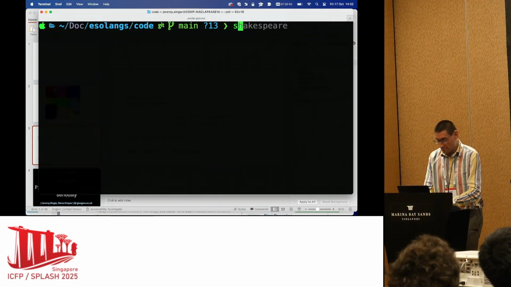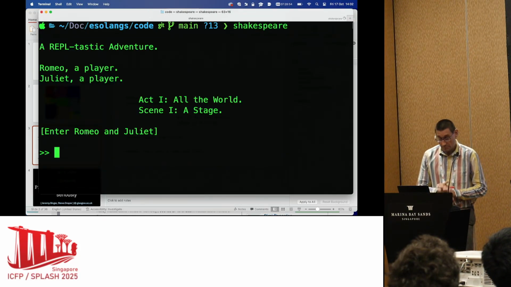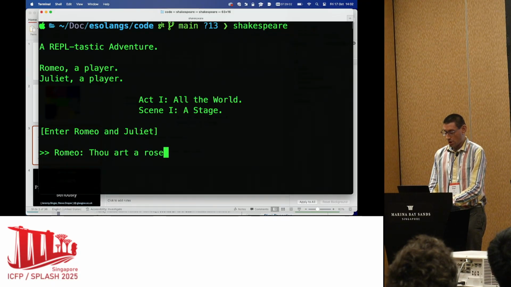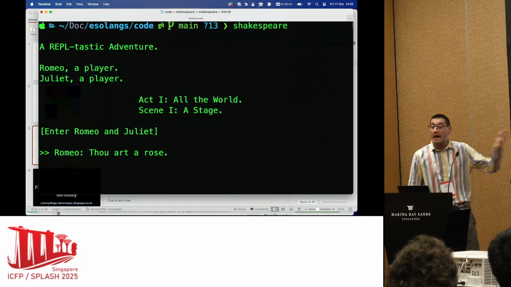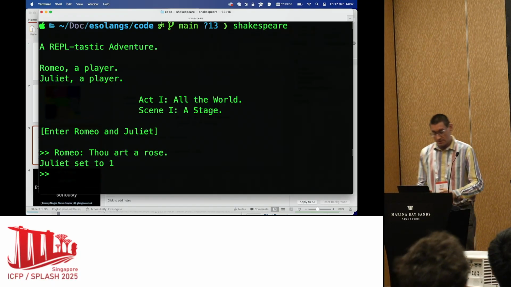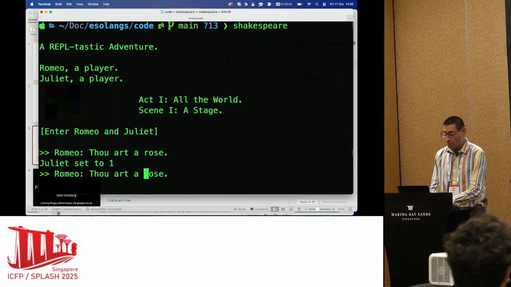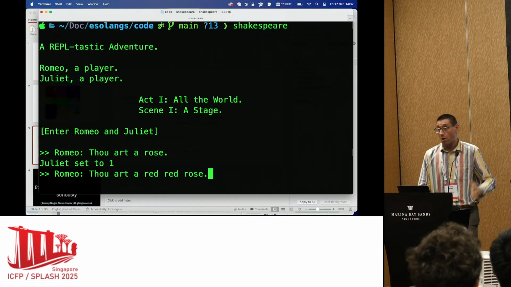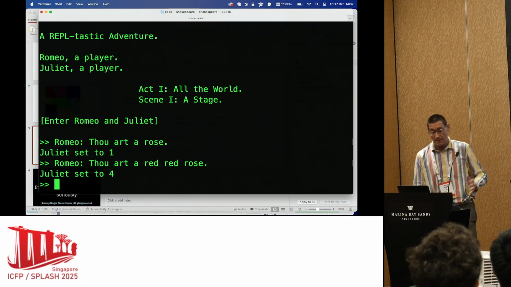I shall demonstrate with my Shakespeare REPL here. So here's Romeo and Juliet. And for instance, Romeo might say to Juliet, "Thou art a rose." And this will assign the value 1 to Juliet. But if Romeo were to have said, "Thou art a red rose," that would actually be 1 times 2 times 2, which gives Juliet the value 4.